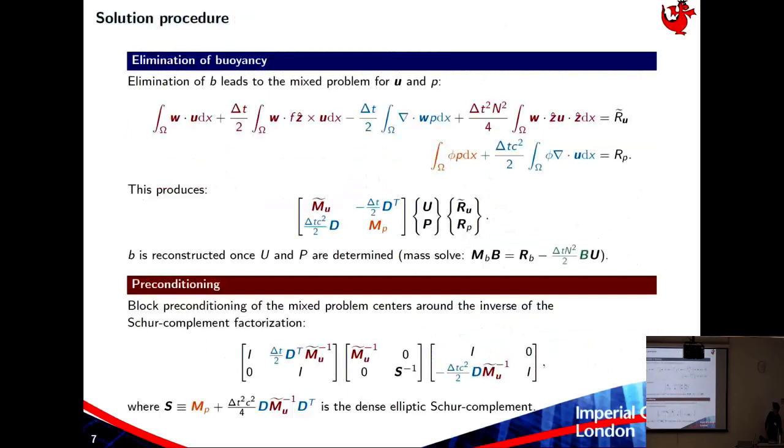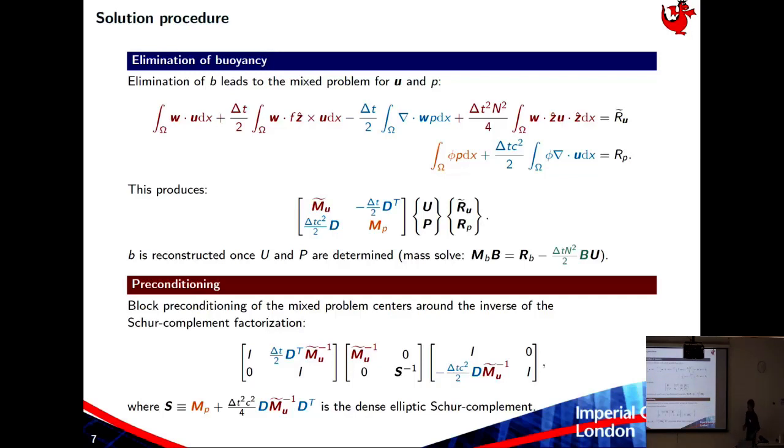Now, what's typically done in, for example, the Met Office is you can eliminate buoyancy point-wise by doing just a substitution into the equations to get this mixed saddle point system. So basically, for each time step, you can solve for your velocity and your pressure, and then do a simple mass solve to back out your buoyancy. And the mass solve is no problem. The real bottleneck here is this HDiv L2 velocity pressure system.